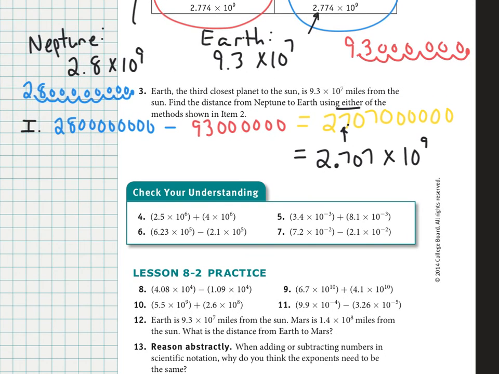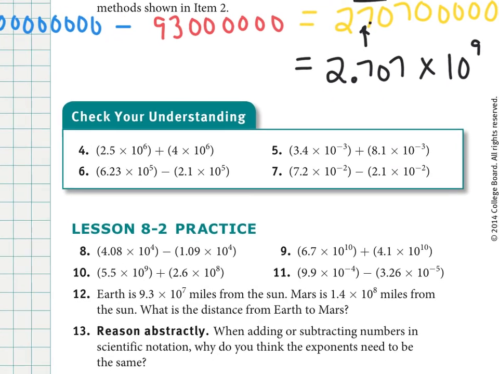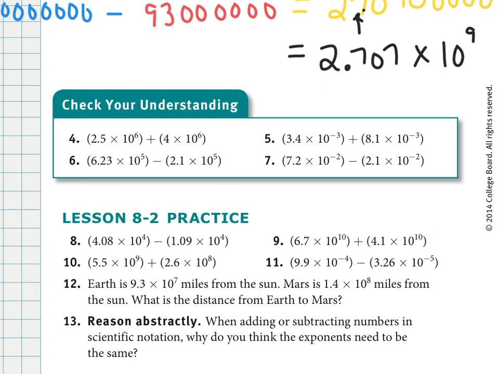Just to do a quick recap on the check your understandings here. When the numbers are given to you and they both are times 10 to the same exponent, it's going to be pretty straightforward. All we would have to do is add the 2.5 plus the 4, which would give us 6.5. And then we just leave the 10 to the power alone as long as they're the same. It's only when they're not raised to the same power that it gets more involved.